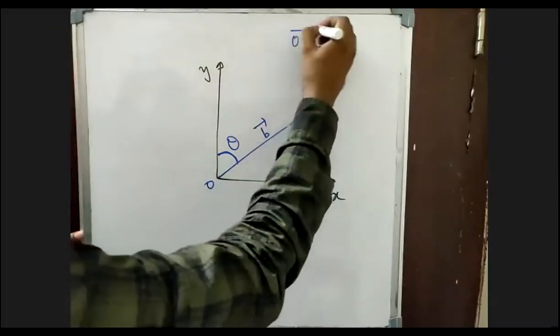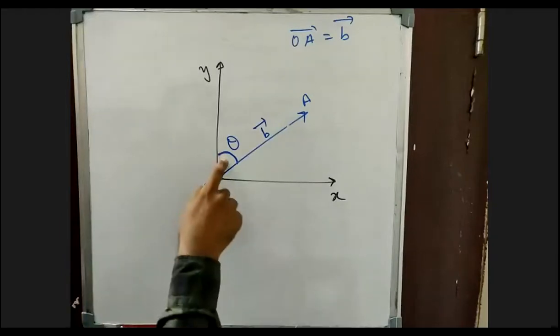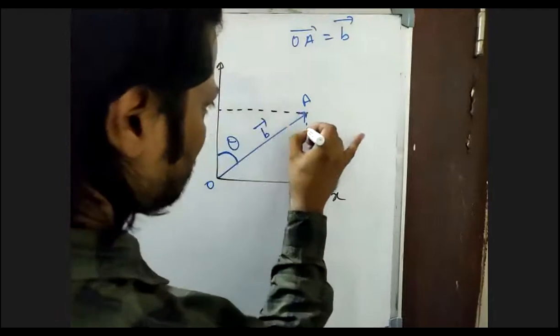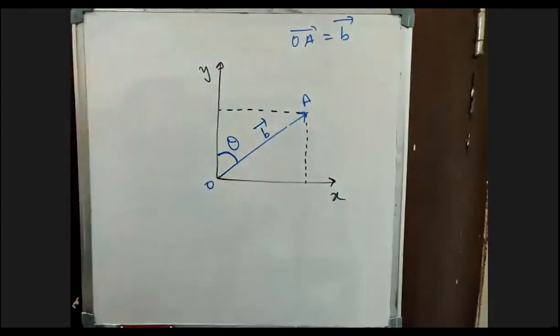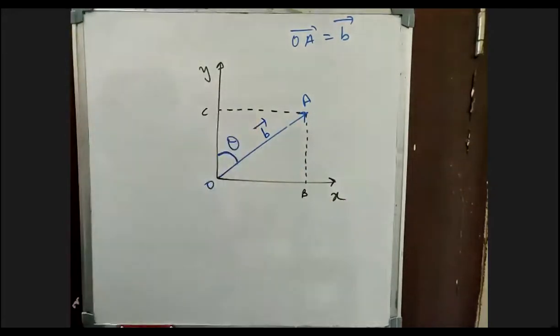O to A bar is equal to how much for me? Vector B bar. Now I have taken the theta with the vertical. Now what will I do? Again I'll draw a perpendicular, and again take the sin theta and cos theta. This is OA, this one is B and this one is say for example C. Sin theta and cos theta you write from the given condition.